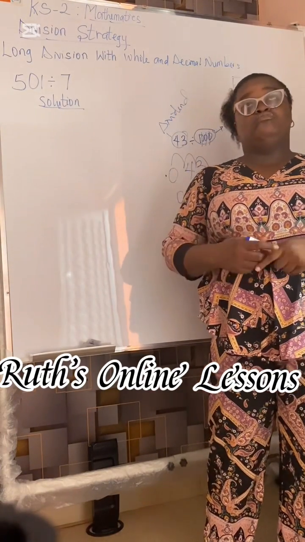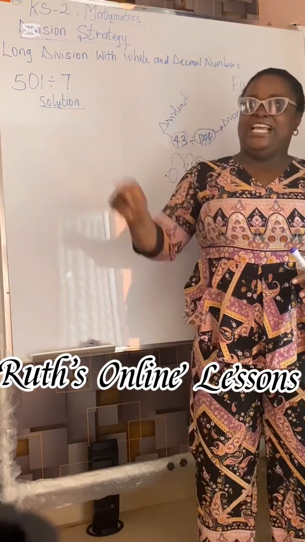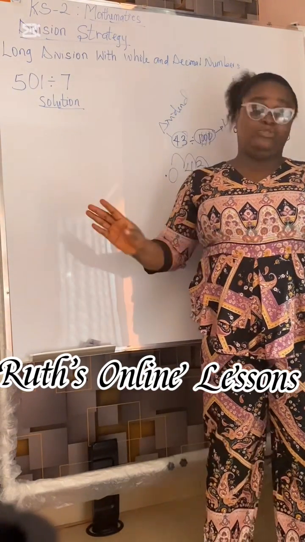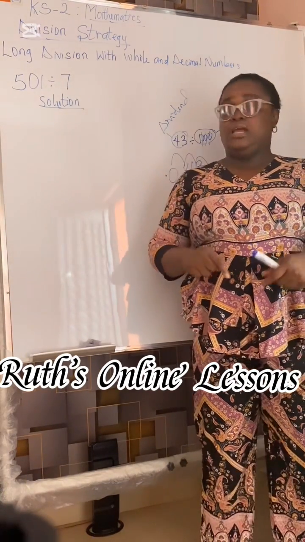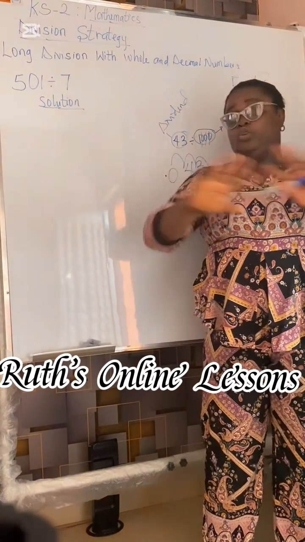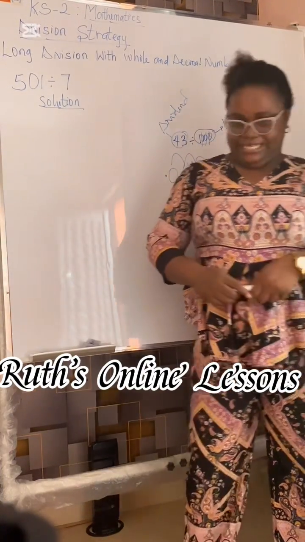Most of us are used to numbers where after you divide, you get 0, 0, 0 at the end, and the process ends. But what if there is a remainder, because your divisor is not a factor of the dividend? What will you do? Stay with me and learn.